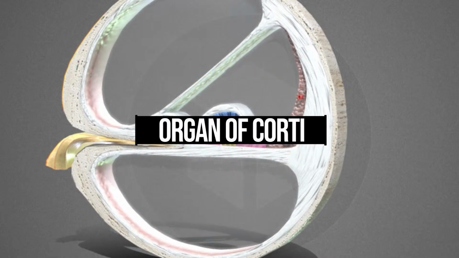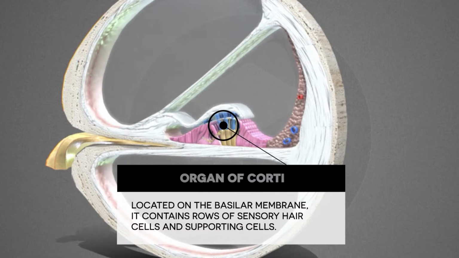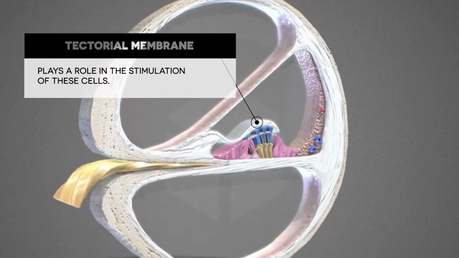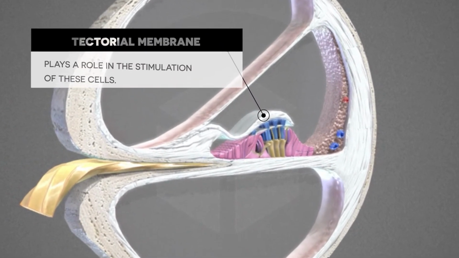Organ of Corti. Located on the basilar membrane, it contains rows of sensory hair cells and supporting cells. Above the hair cells is the tectorial membrane, which plays a role in the stimulation of these cells.